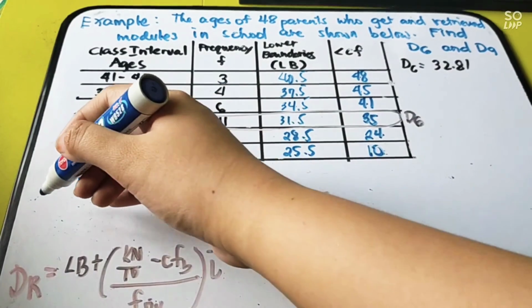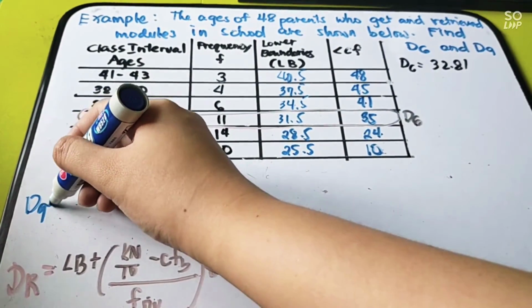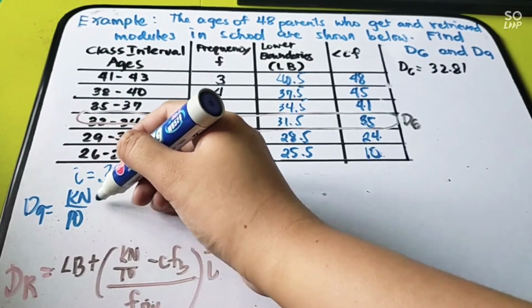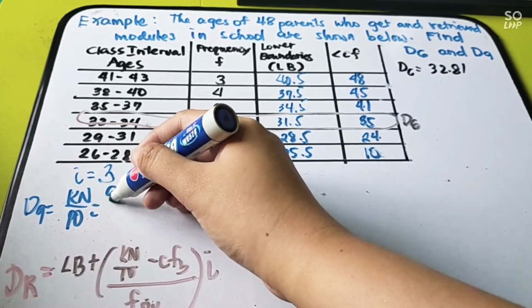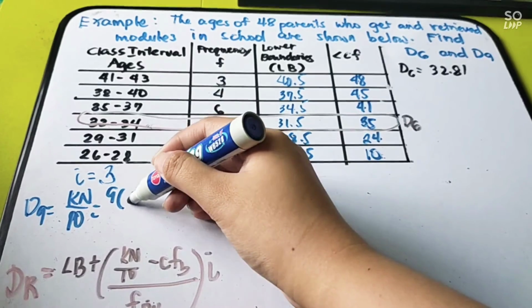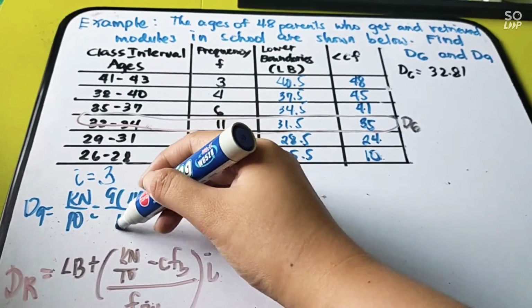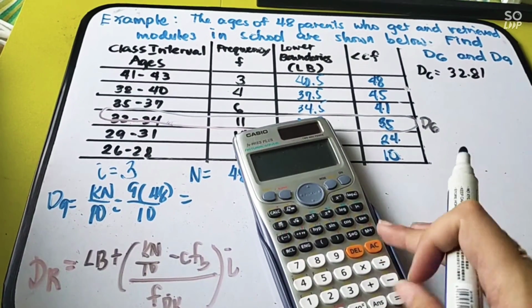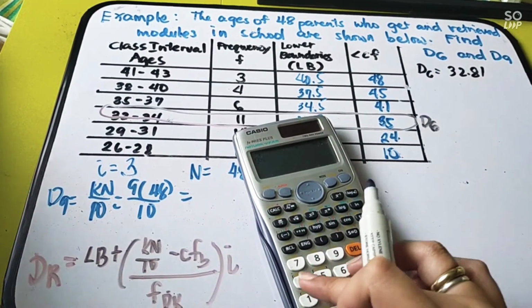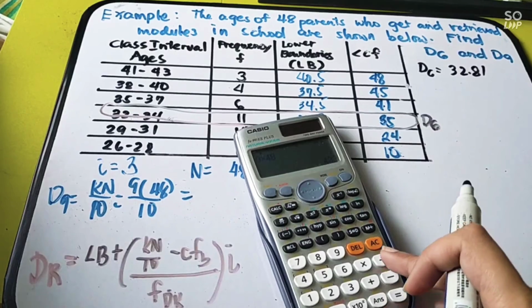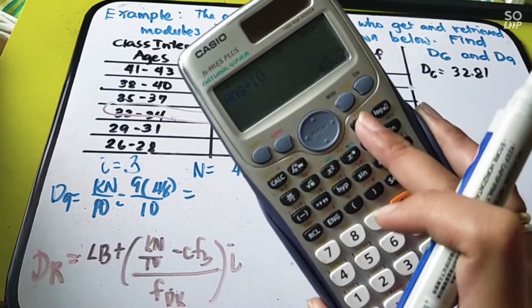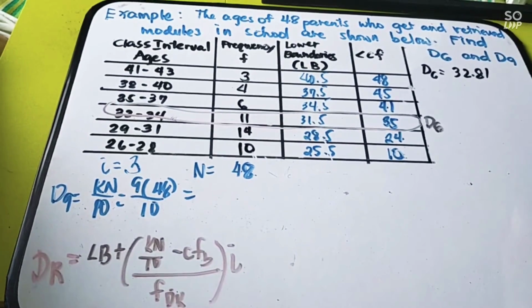For the 9th decile, we have D sub 9. So, we have kn over 10. So, your k is 9, multiply, ang n mo is 48, then divided by 10. Let us calculate. So, 9 times 48 divided by 10. So, the answer is 43.2.